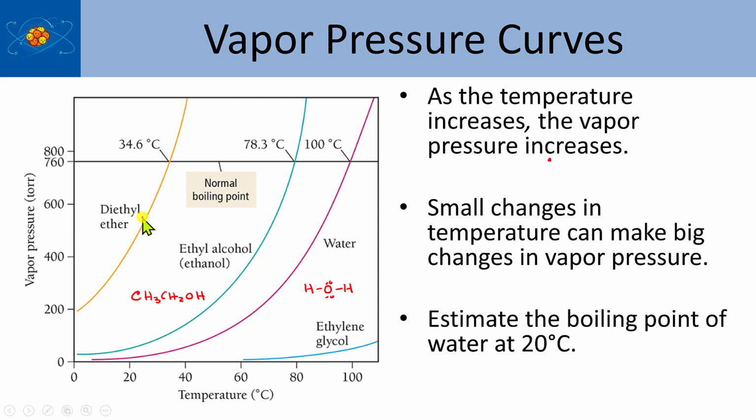Diethyl ether looks like this. And while it's a polar compound, some of its polarity is kind of negated by its symmetry. And so as far as intermolecular forces go, it's a relatively weak intermolecular force.